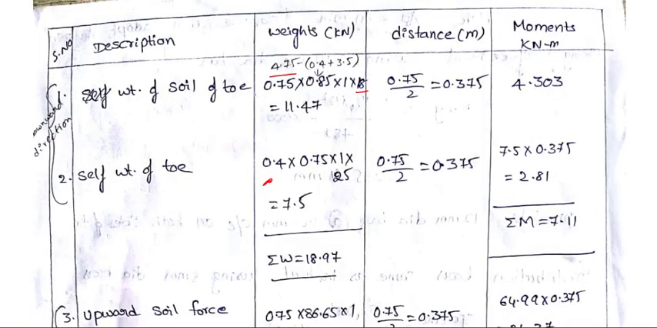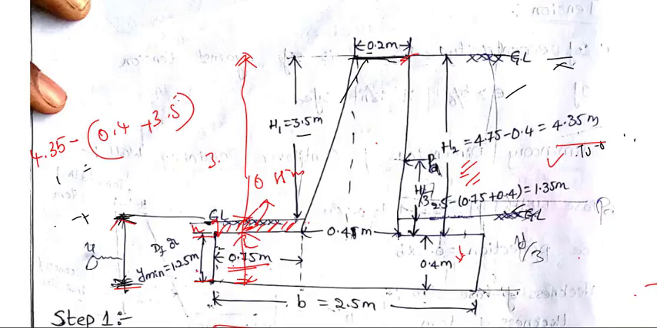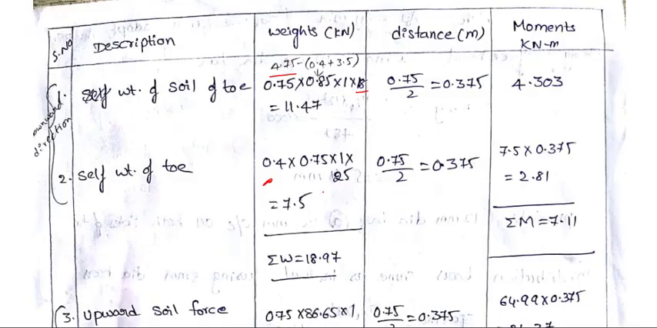0.87 divided by 2. Finally, load into distance is 4.303. Self weight of dowel is equal to 0.4 into 0.75. Same like this one. What is the height? 0.4. Okay, and 0.75. Okay, 0.75 into unit weight of the material 25, 7.5.